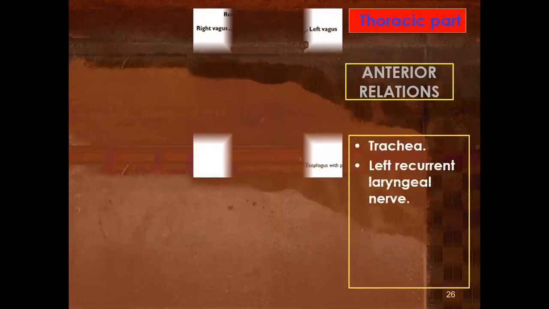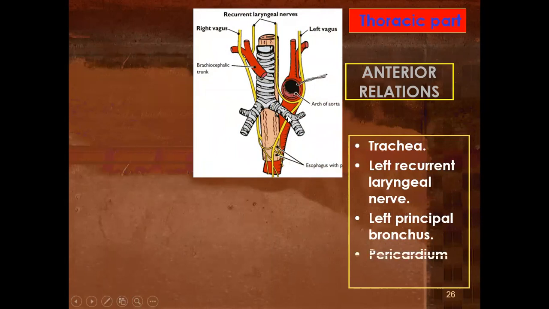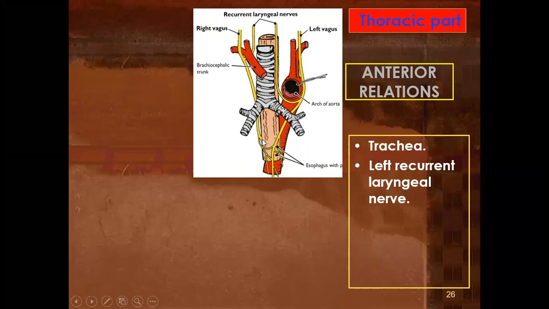Coming to the anterior relations of the esophagus in case of the thoracic part, anteriorly as we know, we have the trachea in the upper part and the left recurrent laryngeal. This is the left and this is the right recurrent laryngeal nerve. The left principal bronchus, so here you can see this is the left principal bronchus, because the left principal bronchus is longer in size, so that is also in relation. Then the pericardium of the heart. In front, we have the heart. In the lower part, especially in the thoracic part, we have the heart as we saw before.